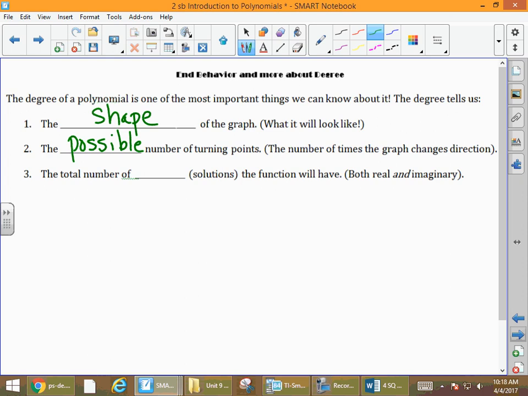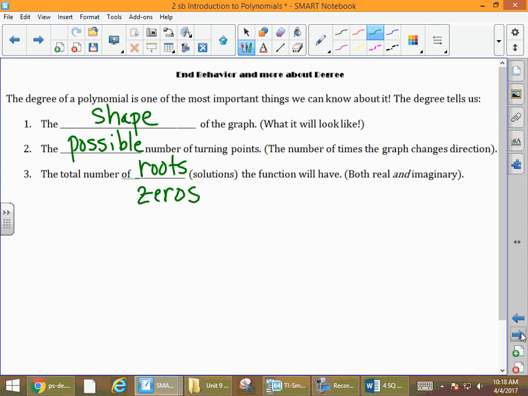And then it can also tell us about the roots, which sometimes are called zeros. I like the word roots, but some other teachers like the word zeros. The solutions, the x-intercepts of the function. And keep in mind in that parentheses that roots can be real or they can be imaginary. But we're not really going to get into the imaginary today.